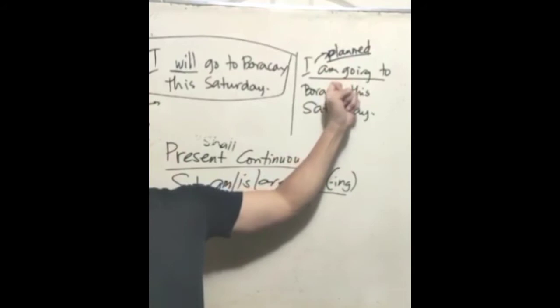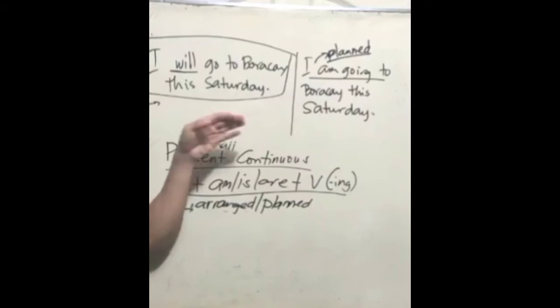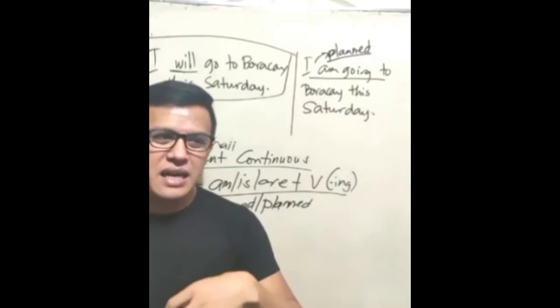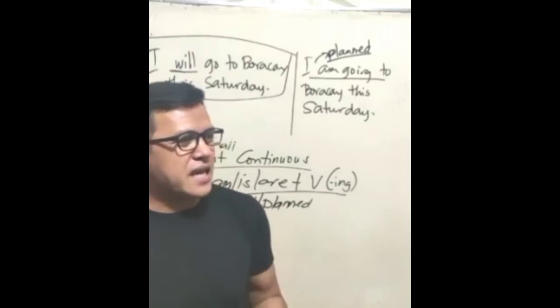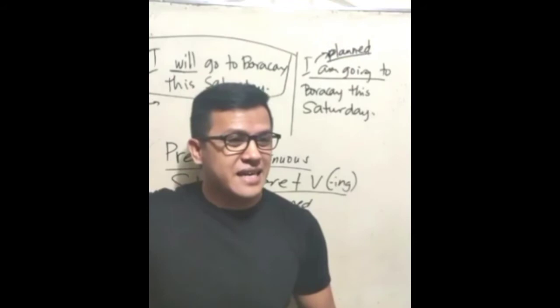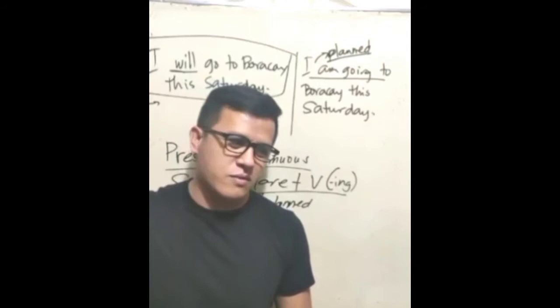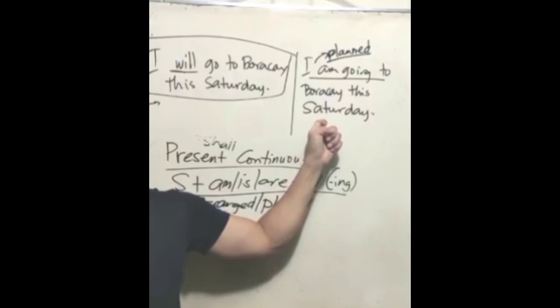Okay? So, another example. If I decide now that I will go to Boracay this Saturday, I will use, of course, will. I will go to Boracay this Saturday. But if I say, I am going to Boracay this Saturday, that means I already have planned it like an hour ago, a few hours ago, or yesterday, or 1 week, or 2 weeks ago. So, this is already planned.